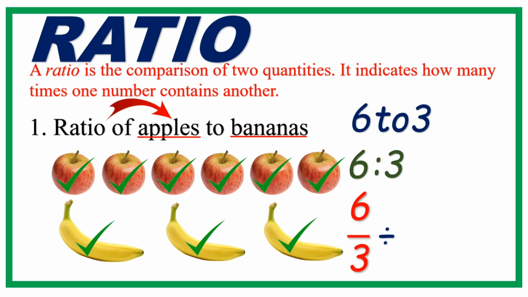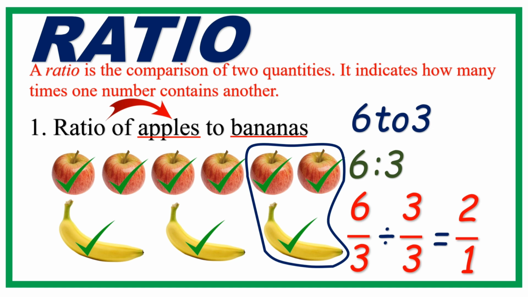Since it's a fraction, we can simplify it by dividing both sides by its greatest common factor, which is 3. 6 divided by 3 gives you 2. 3 divided by 3 gives you 1. So the ratio is 2 over 1.